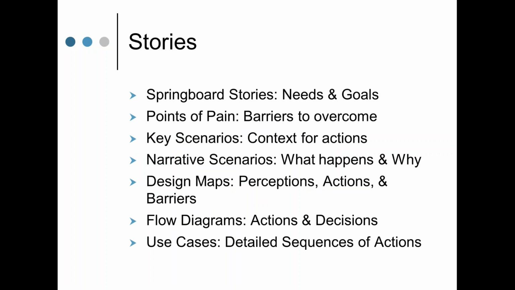Our Springboard stories list our needs and our goals. Points of pain show us the barriers that the user will need to overcome. With key scenarios, we're looking at the context for actions. With narrative scenarios, we're looking at what happens and why does it happen. With design maps, we're looking at perceptions, actions, and barriers. Flow diagrams, we're looking at actions and then decisions. And use cases, we're looking at detailed sequences of actions.